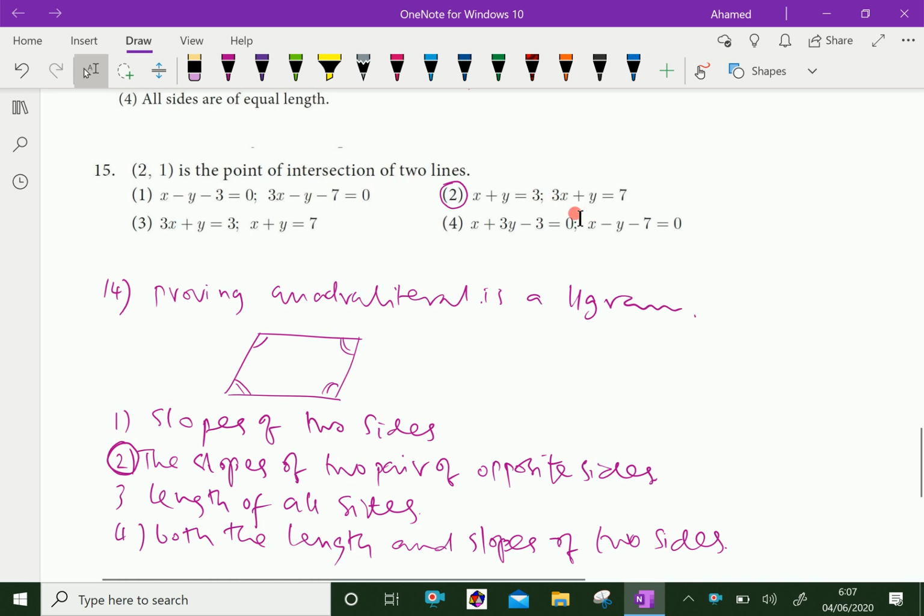As well, you have to check the second also. Then 2 into 3 is 6, 6 plus y is 1, 6 plus 1 is 7. So both equations satisfy this point. So it is a point of intersection.